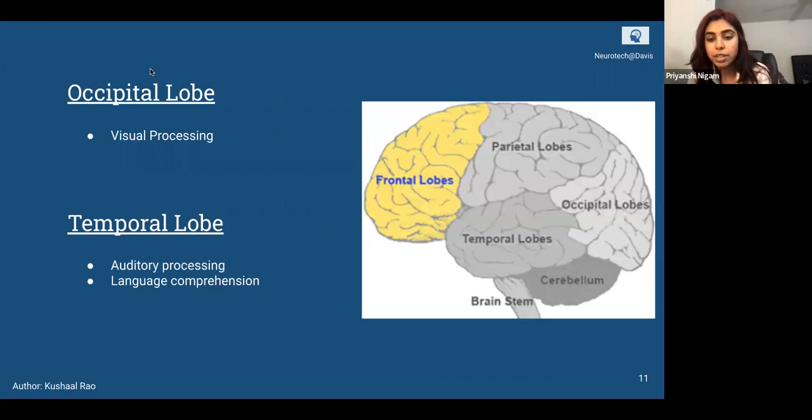Okay, now let's go on to the occipital lobe, which is responsible for visual processing. It sits at the back of the brain, and the temporal lobe, which is responsible for auditory processing and language comprehension.